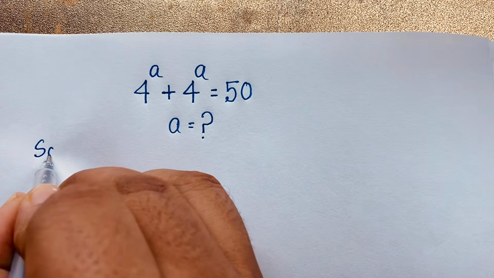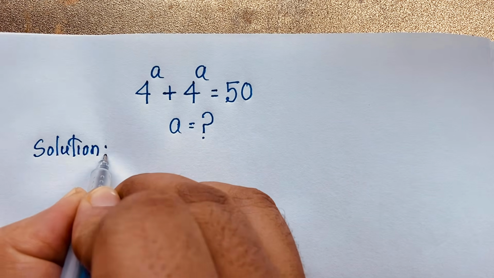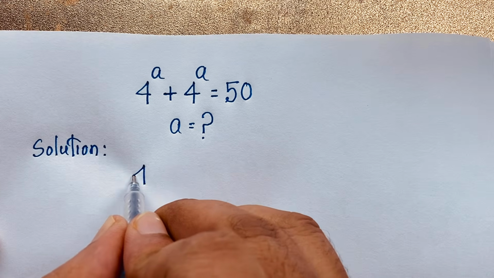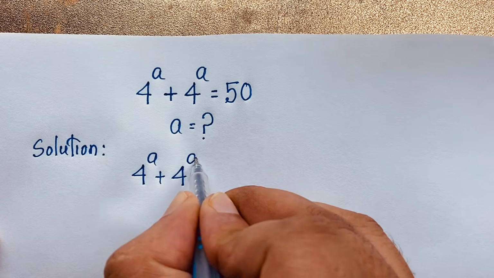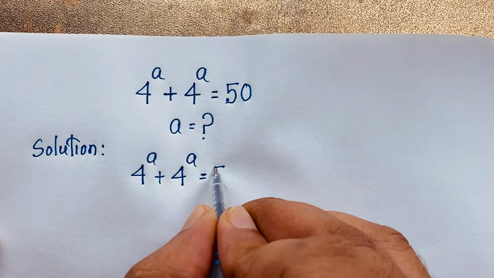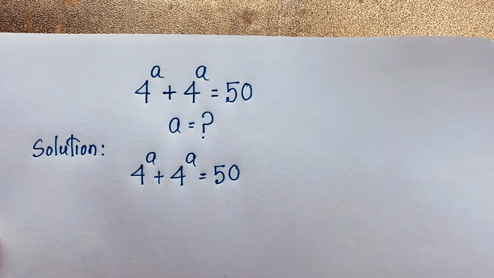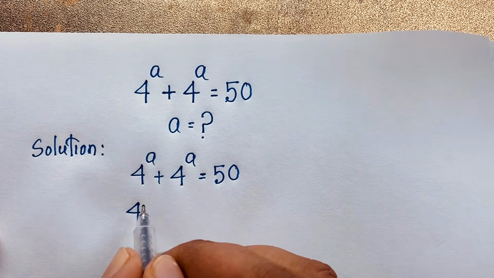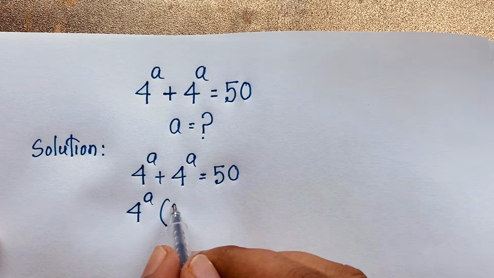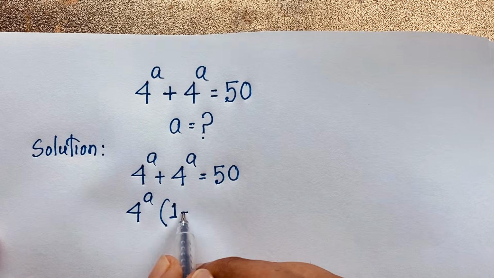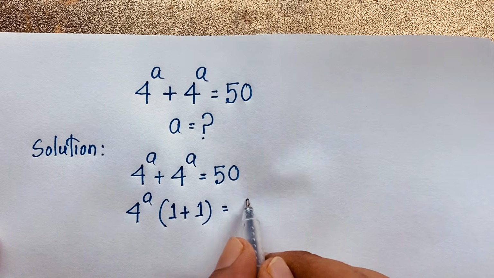So our math solution. Our question is 4 to the power a plus 4 to the power a is equal to 50. This is our question. Now at this moment you can see here 4 to the power a is common. So if I take 4 to the power a common, this divided by this is 1 plus this divided by this is 1, is equal to 50.